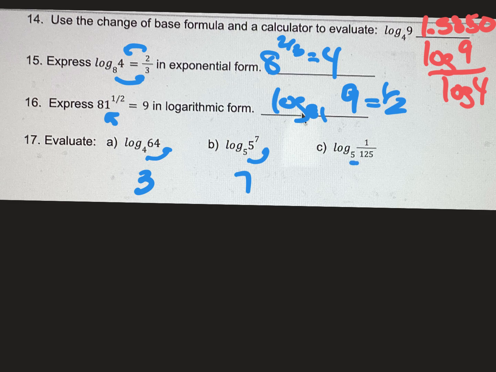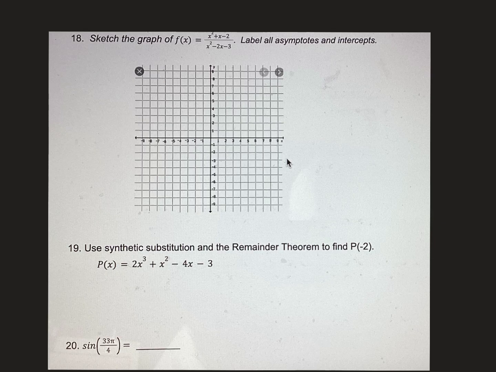Now, because the 5 became a fraction, I know it's got to be a negative answer because the 5's been flipped. So now the question becomes, what do you raise 5 to get 125? The answer is third power because 5 cubed is 125. The negative flips it. 19, 3 more.